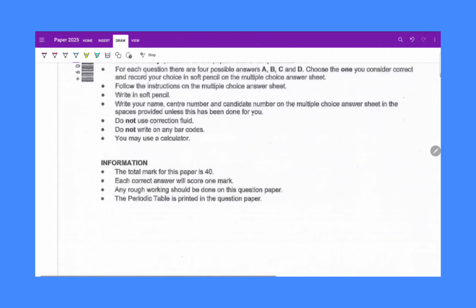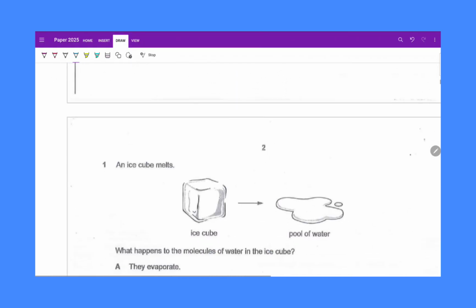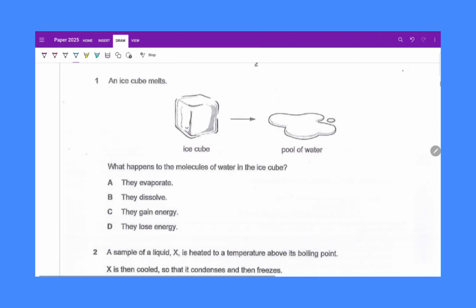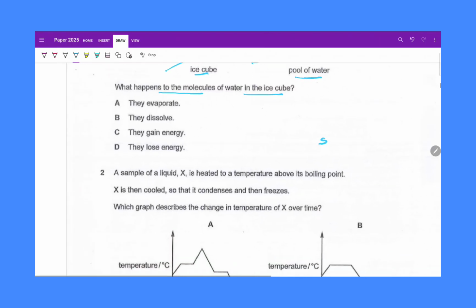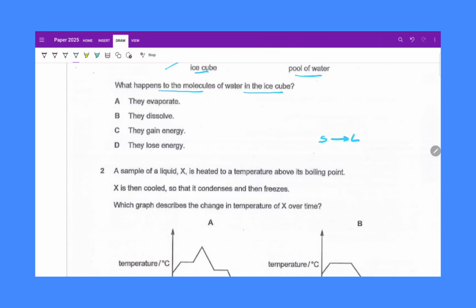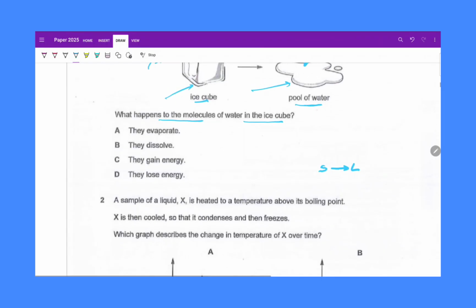Okay. The first question of this paper is: an ice cube melts to form water. What happens to the molecules of water in the ice cube? When an ice cube is melting, we are converting a solid, which is ice, into liquid water. Whenever a solid converts into liquid, a state change is taking place, and we have to provide energy. Thus the molecules are gaining energy.